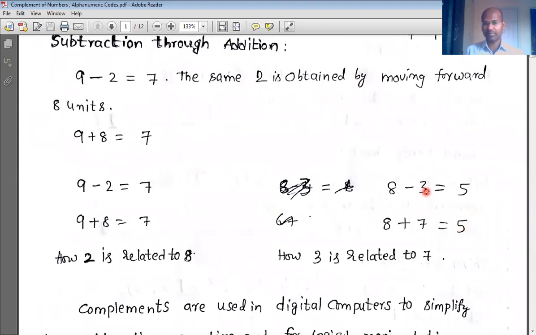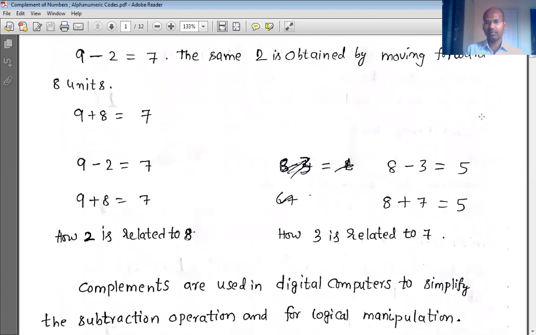Instead of subtracting 3 from 8, whose result is 5, 7 can be added to 8 to get the same answer. Means somehow subtracting 3 from 8 is the same as adding 7 to 8. Of course, we get an additional number here, which is 15, but by dropping this extra 1 and considering only 5, then too we get the answer.